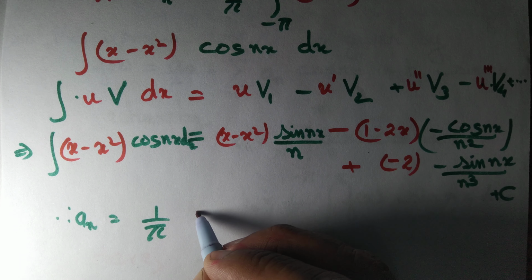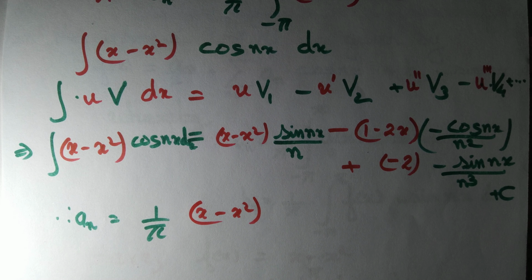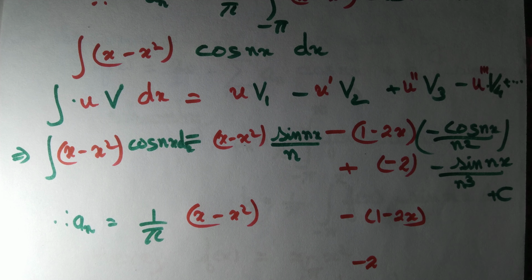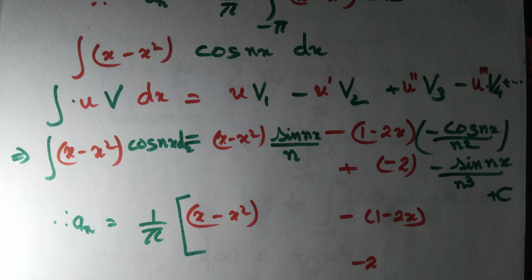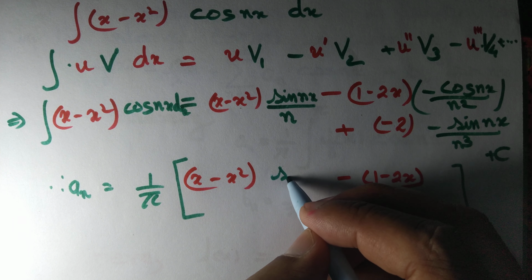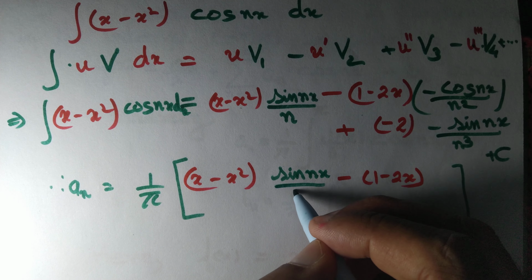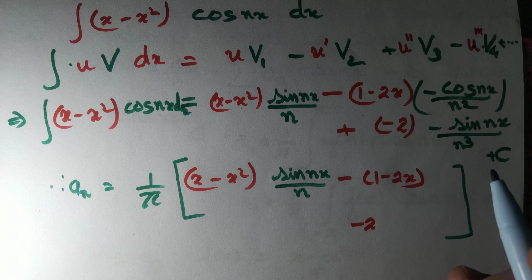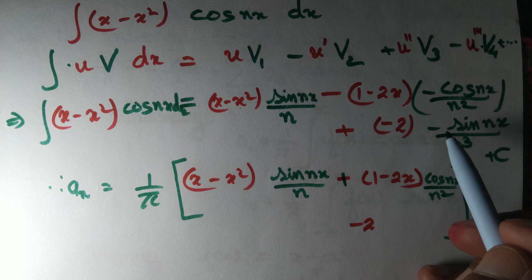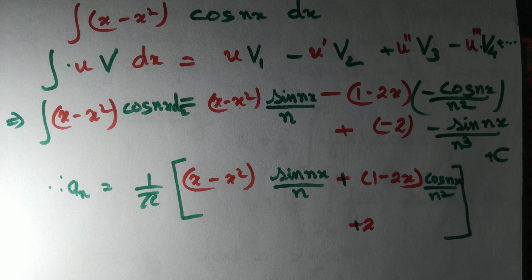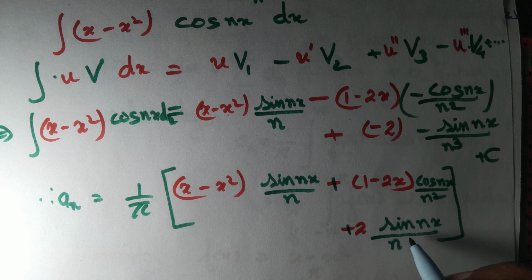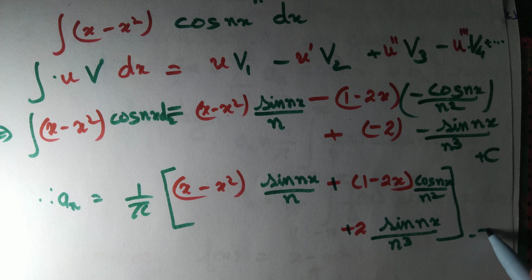First, let's write the expression: x − x² into something that we'll write later on, 1 − 2x into something that we'll write later on, minus 2. 1/π outside the bracket: (x − x²) sin nx / n, 1 − 2x, minus and minus you can write it plus here, cos nx / n², and then minus minus plus, so we can write plus here as well, sin nx / n³, and our limit is minus π to plus π.